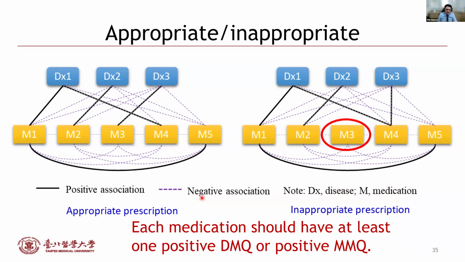inappropriate of a prescription? In short, maybe one prescription has 3 diagnoses, like diagnosis 1, 2, 3, and 5 medications. So in short, if this medication could be explained by a disease or by the other medication, meaning this drug has a positive association with the disease or the other medication, we will identify this as an appropriate prescription. But on the right-hand side, you can see for M3, this drug didn't have a positive association with the disease and the other medication. So we will identify this as an inappropriate prescription.